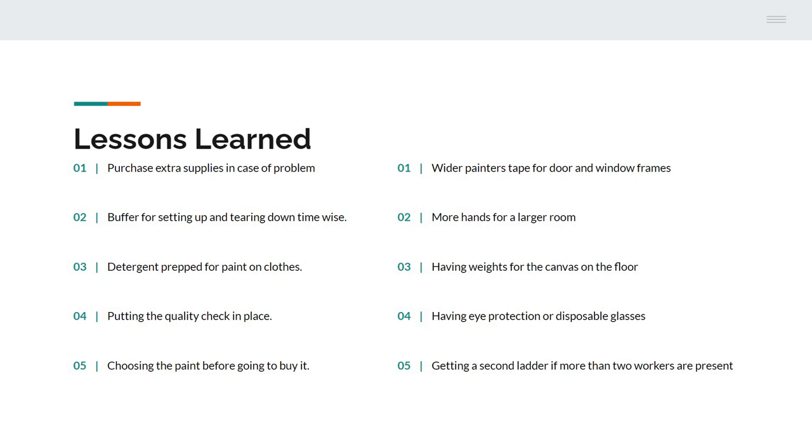And then for the more negative lessons learned, the lessons learned from more negative experiences: having wider painter's tape for door and window frames, having more hands for a larger room, having weights for the canvas on the floor to keep it down, having eye protection or disposable glasses, because there was one moment when some paint got in someone's eye, and then also having a second ladder if more than 2 workers are present, to make sure that we can keep things moving and get those higher up places while still making progress.